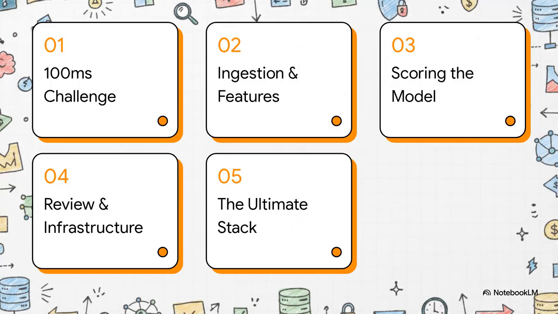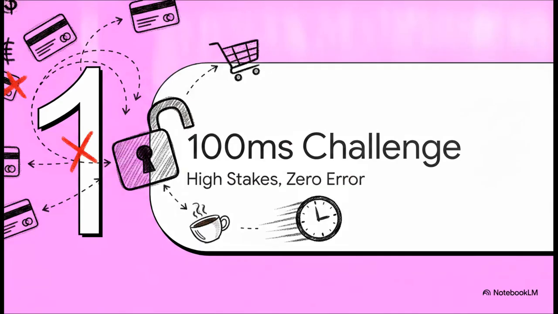Okay, let's dive into this. Here's the grand schematic we'll be building layer by layer today. First up, the 100 millisecond challenge. Second, data ingestion and real-time features. Third, we'll tackle how we actually score the fraud model. Fourth, human review and the underlying infrastructure. And finally, we will put it all together into the ultimate fraud stack. So let's kick things off with section 1, the 100 millisecond challenge.